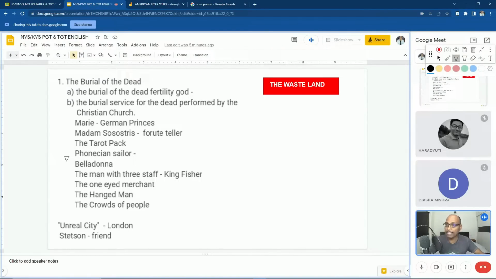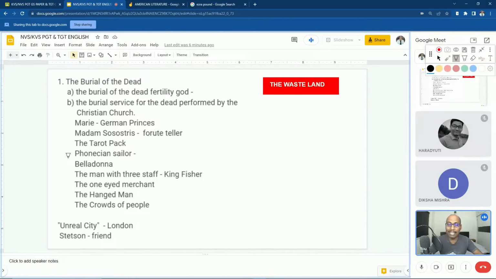Now let me explain with the help of the information presented on the screen. Again I'll repeat. The main character in this part is Mary. She is a German princess. She doesn't have any kind of guilt or remorse or ill feeling about what she is doing in her life because she is a Westlander. And there is one more character, Madame Sosostris, who is a fortune teller. She tells fortunes with the help of tarot cards, or a pack of cards.